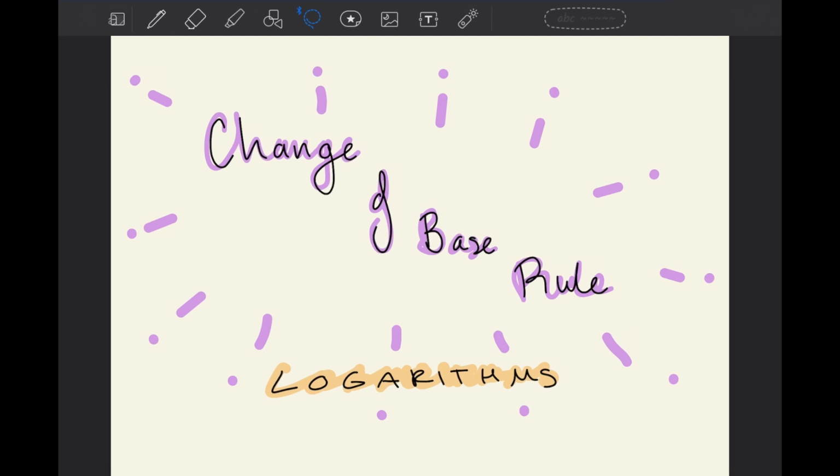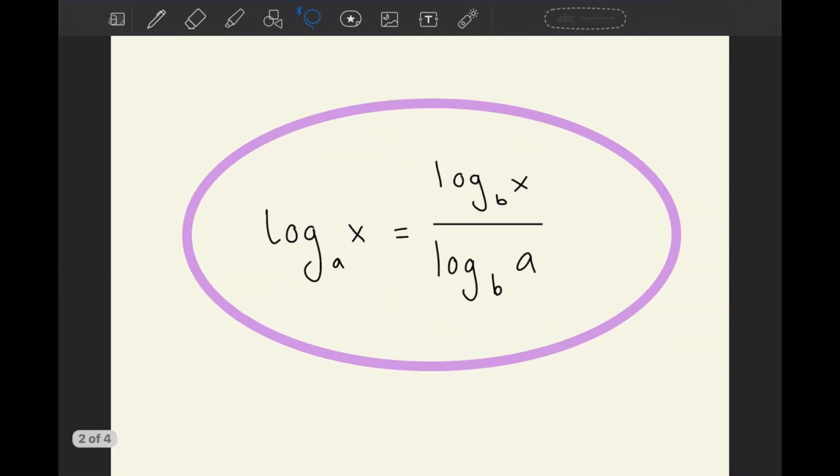So to start off, let's get familiar with what the change of base rule is. Basically, if you have the logarithm of x with base a, you can rewrite this to be a logarithm with base b. This might be useful if you're solving an equation and you want all of the logarithms to have the same base, then you need to do a base change. And in order to do this, you will use this rule right here.